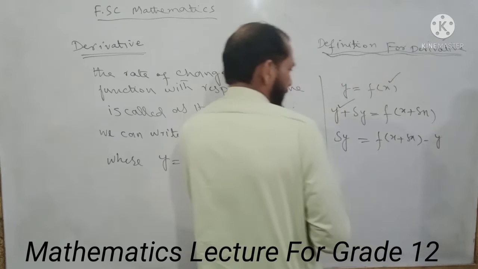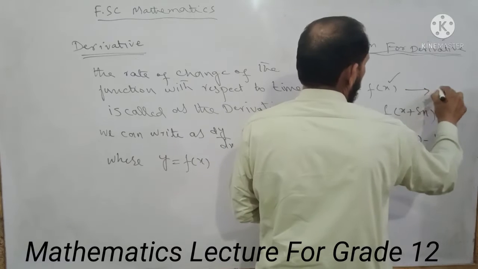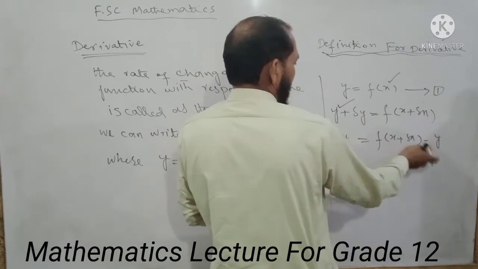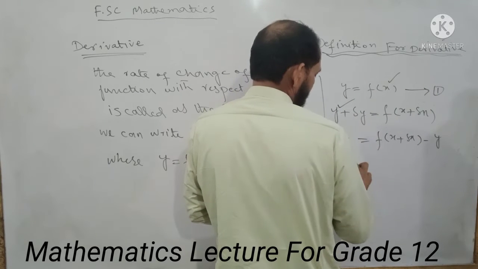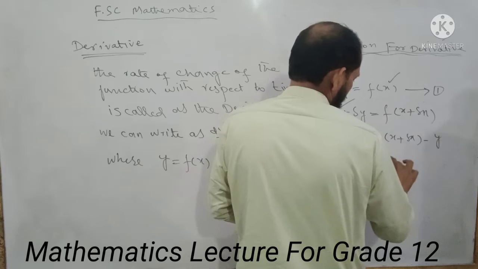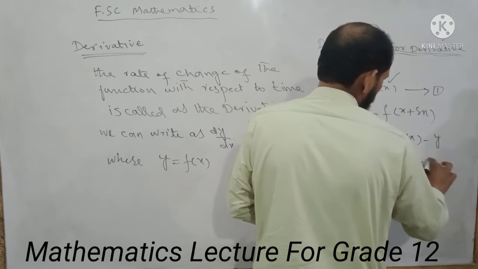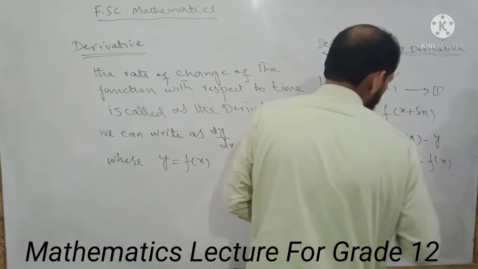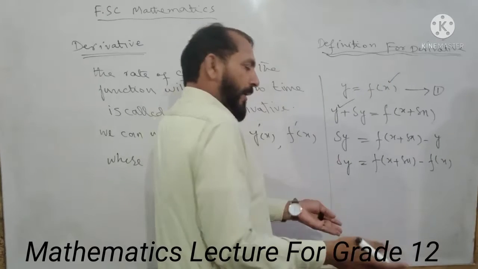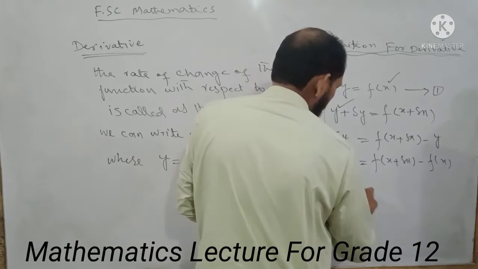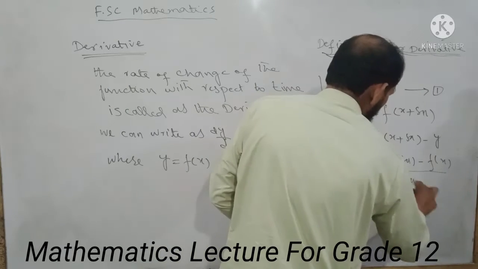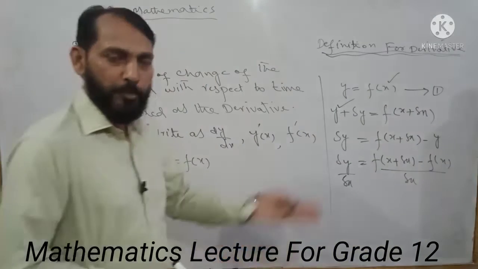This is the second step. So we can put the values. y plus del y is equal to f of x plus del x in this equation. Then we divide by del x on both sides.